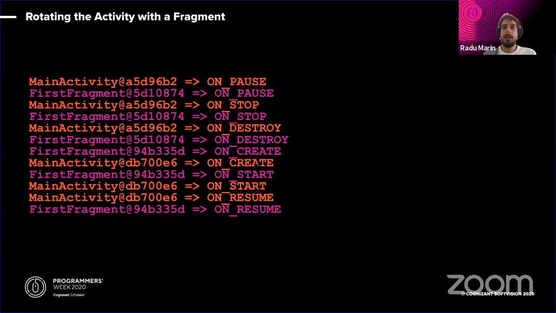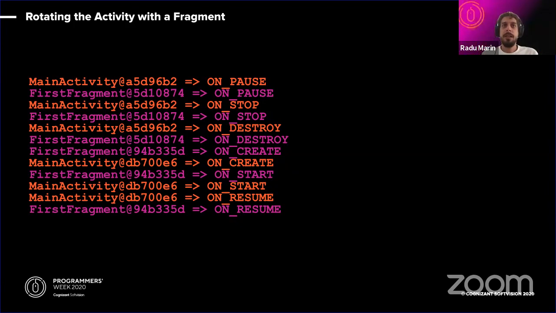Now, two things that are important here. The fragment lifecycle is strongly coupled with the activity lifecycle, and you can see it here. It always happens in a sequence. So if you're curious, when does the fragment's onResume get called versus the activity's onResume? The answer is easy. When in an activity you call super.onResume, that's when all the fragments attached to that activity get their onResume called as well.